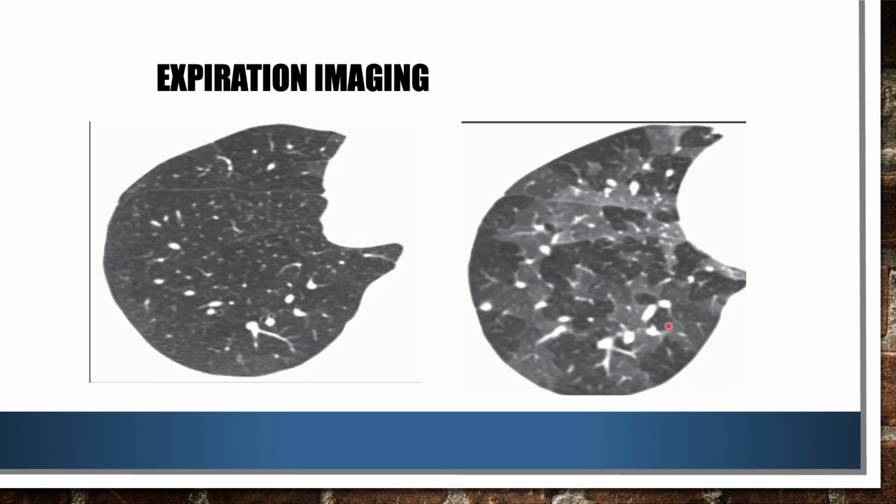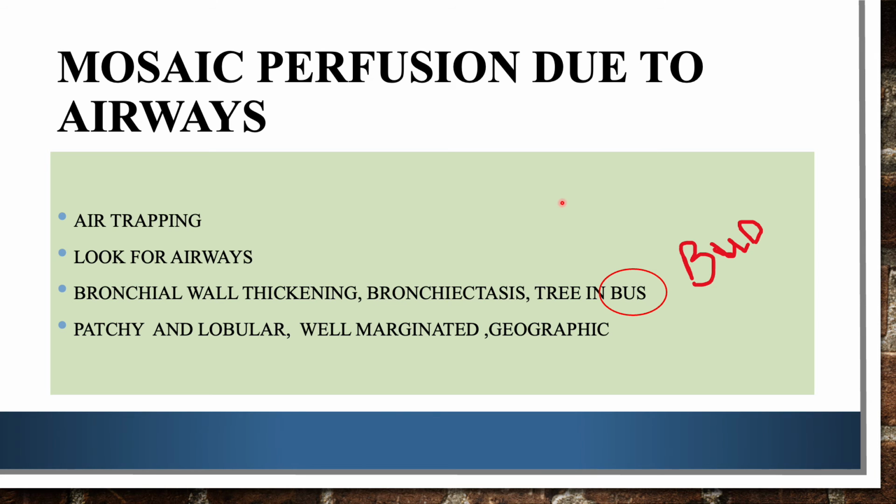When we do the expiratory scan, everything becomes more and more clear, and you can see the heterogeneous attenuation and you can see air trapping, which could be because of the small airway disease resulting in mosaic perfusion. So how do we differentiate, or rather confirm, that the mosaic perfusion is because of airway and not because of vascular disease? The answer is to look in the airway.